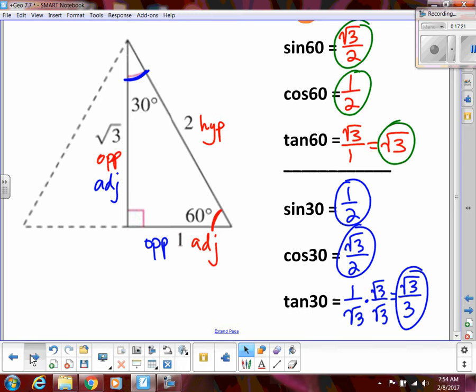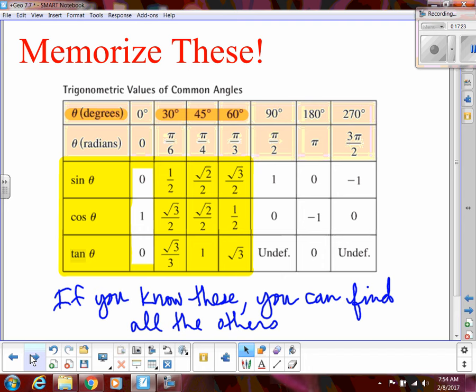All right, so those are the ones that, if you see this table, there's lots in this table, but really I'm only concerned about those highlighted values that we just talked about. Those are the ones that I want you to memorize, okay? So for 30 degrees, 45 degrees, and 60 degrees, I want you to be able to come up with those values without using a calculator.